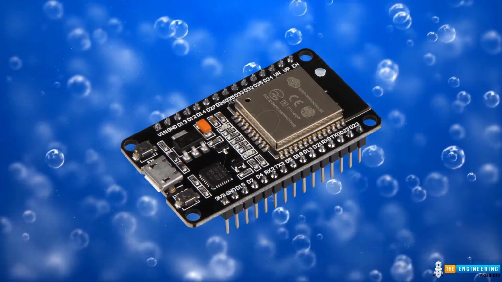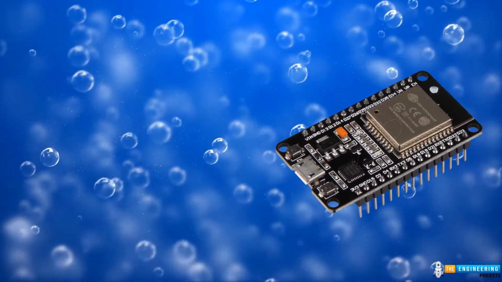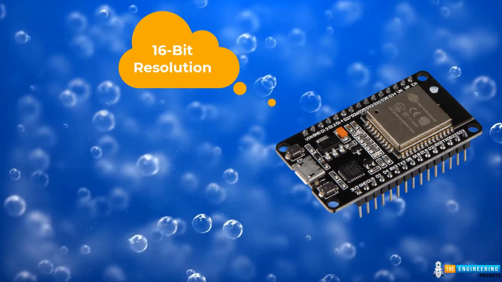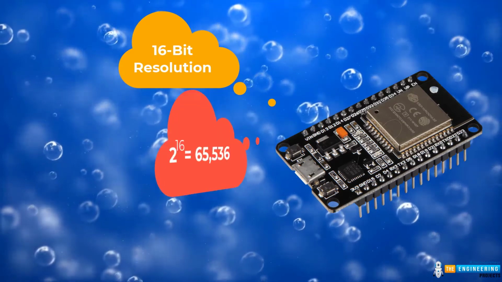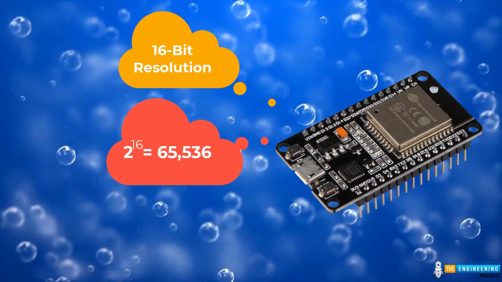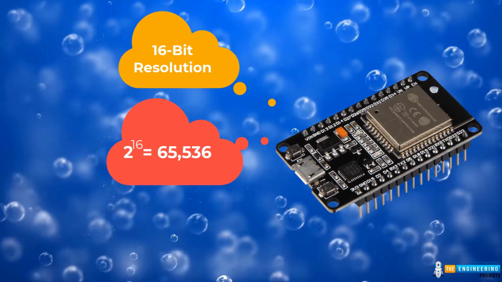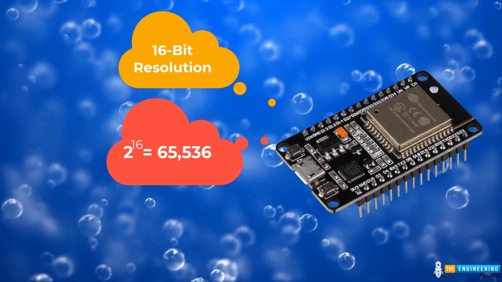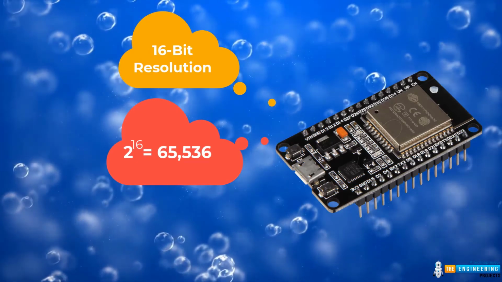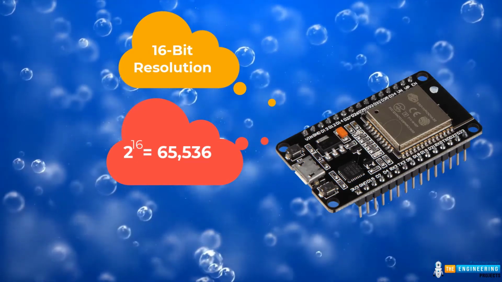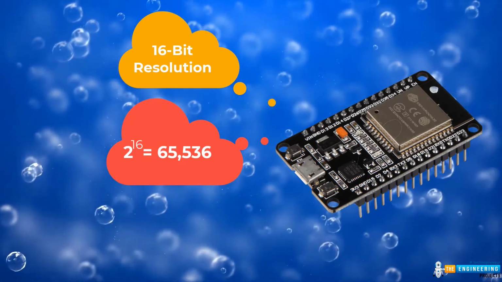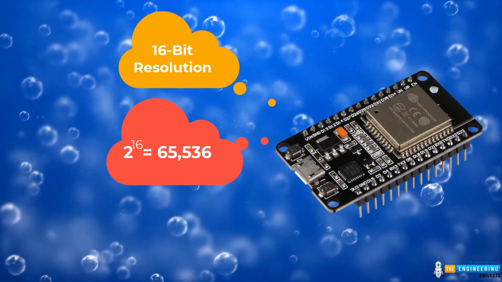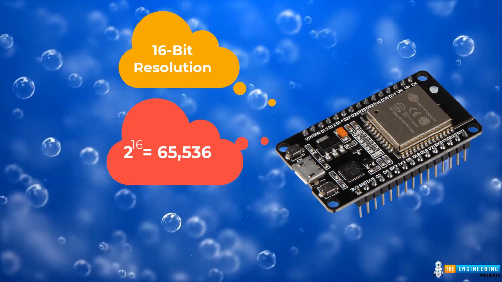For example, ESP32 offers 16-bit resolution, which means it can have maximum number of 2^16 steps, that is 65,536. And if we consider the resolution as 8-bit, then the number of maximum steps will be 256, that is 2^8.